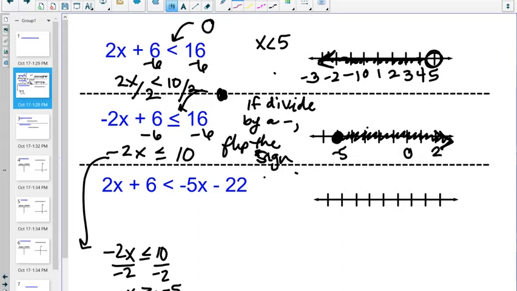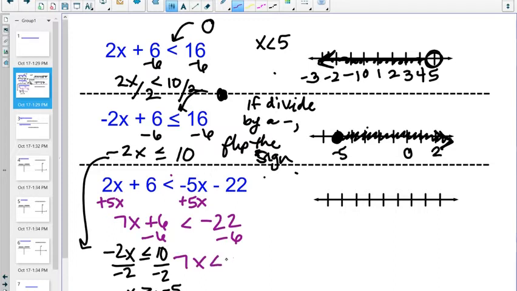Same when you have a two-sided equation. I'll try to switch markers here. Maybe that'll help a little bit. You're going to try to get all the numbers on one side and all of the x's on the other. So I'm going to do that. I have 7x plus 6 less than -22.